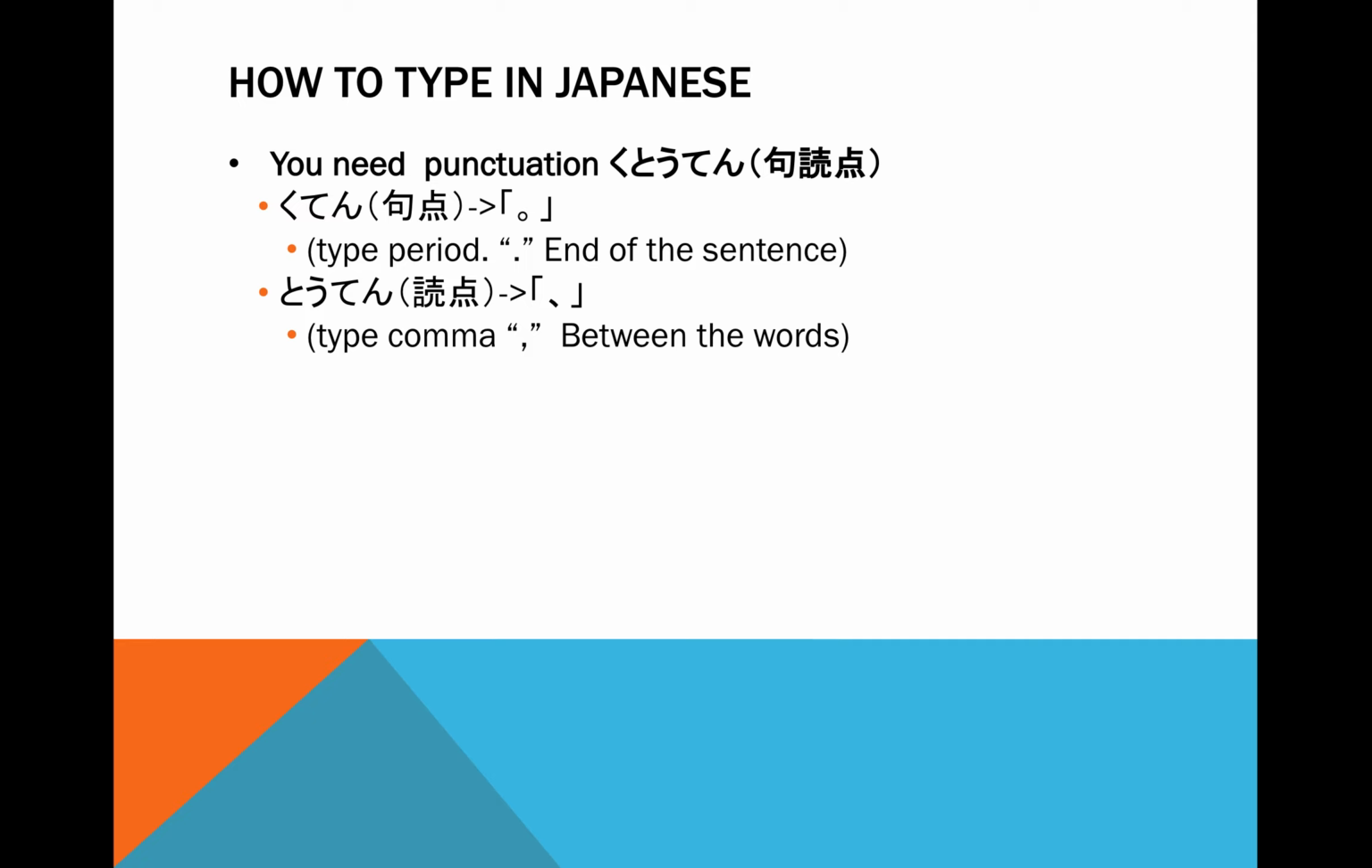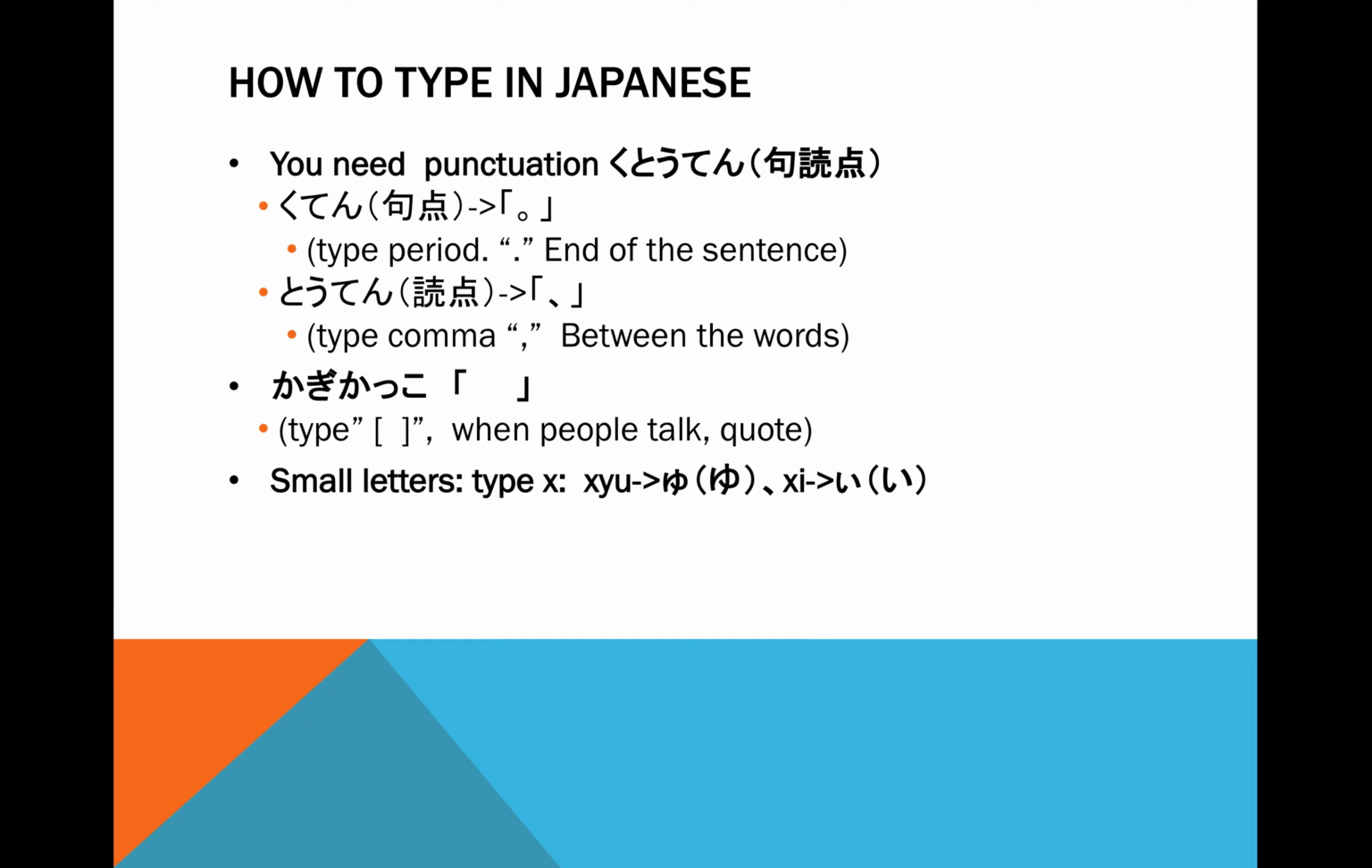In a Japanese sentence, you need to have punctuation. It is called kutoten. Kuten is like a period. You have a small circle at the end of the sentence. You can simply type a period. Another one is toten. Type a comma between the words, like a comma in English. Kagikakko is used when people talk or quote. Use kagikakko.